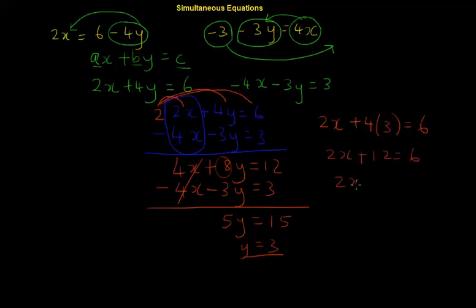2x equals 6 - 12. 2x is equal to 6 - 12, which is -6. So now finally 2 times something gives us -6, in other words -6 divided by 2, and that is -3. So now we have found our y and we found our x, and that's how you solve simultaneous equations using the elimination method.